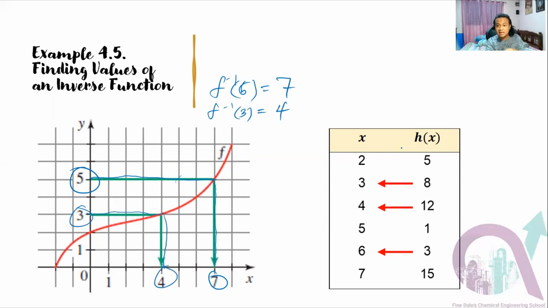Okay? So same with the table, no? If what is given is the value of your y, or your function, h of x, so if 8, di ba? So it is really important that your function is one-to-one, so that you know the corresponding value of x when you are given the value of y, or your h of x. So you can see if 5, you directly see the value is 2. If 1, then 5, di ba? Or 15, 7.